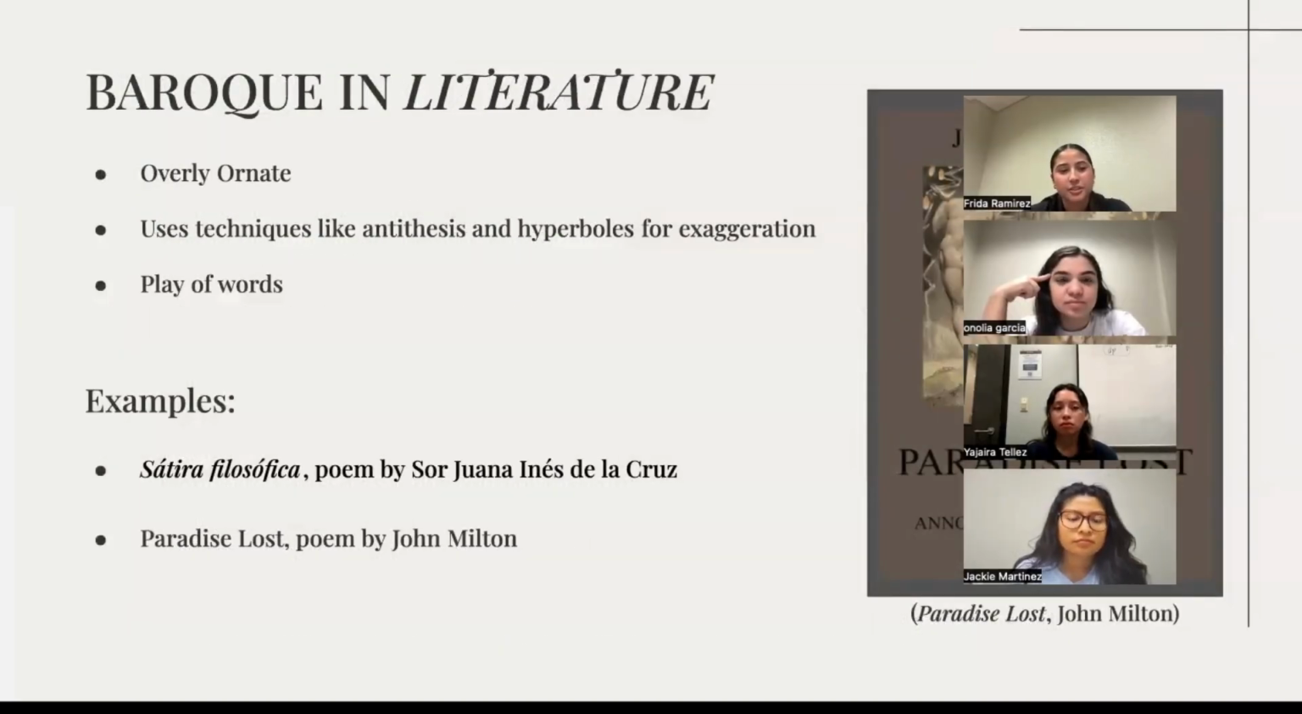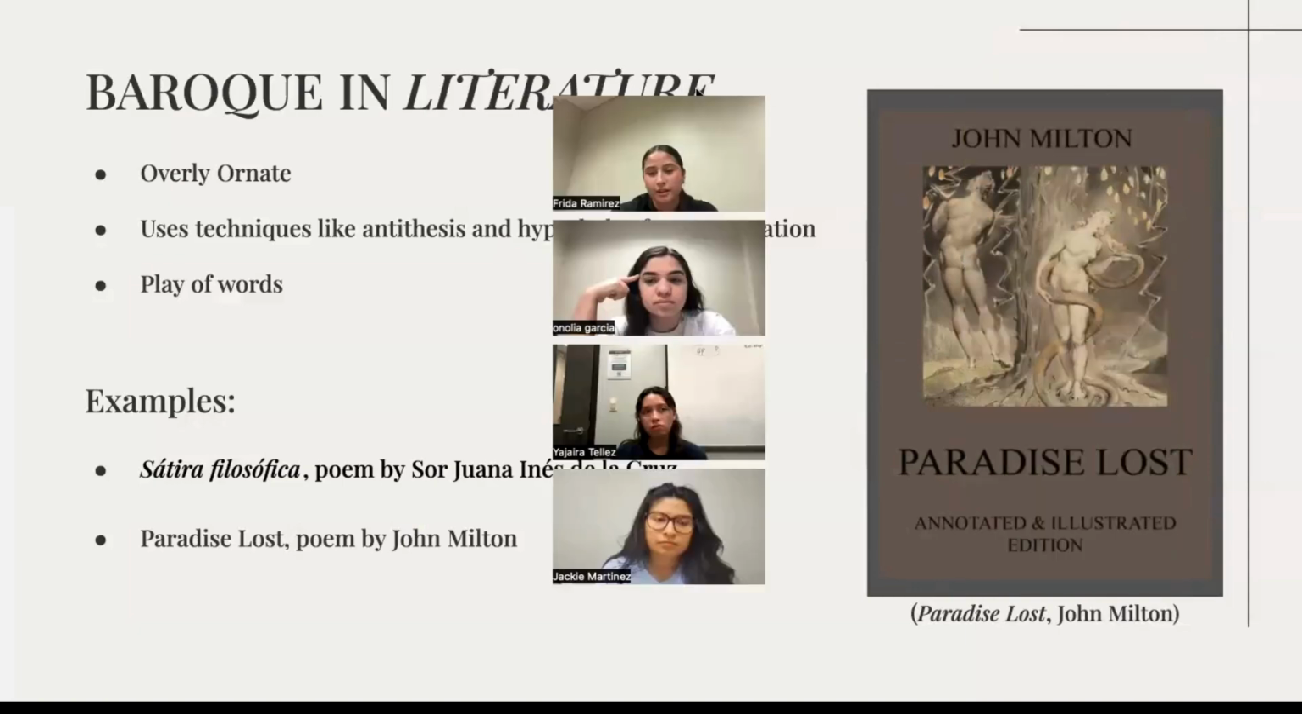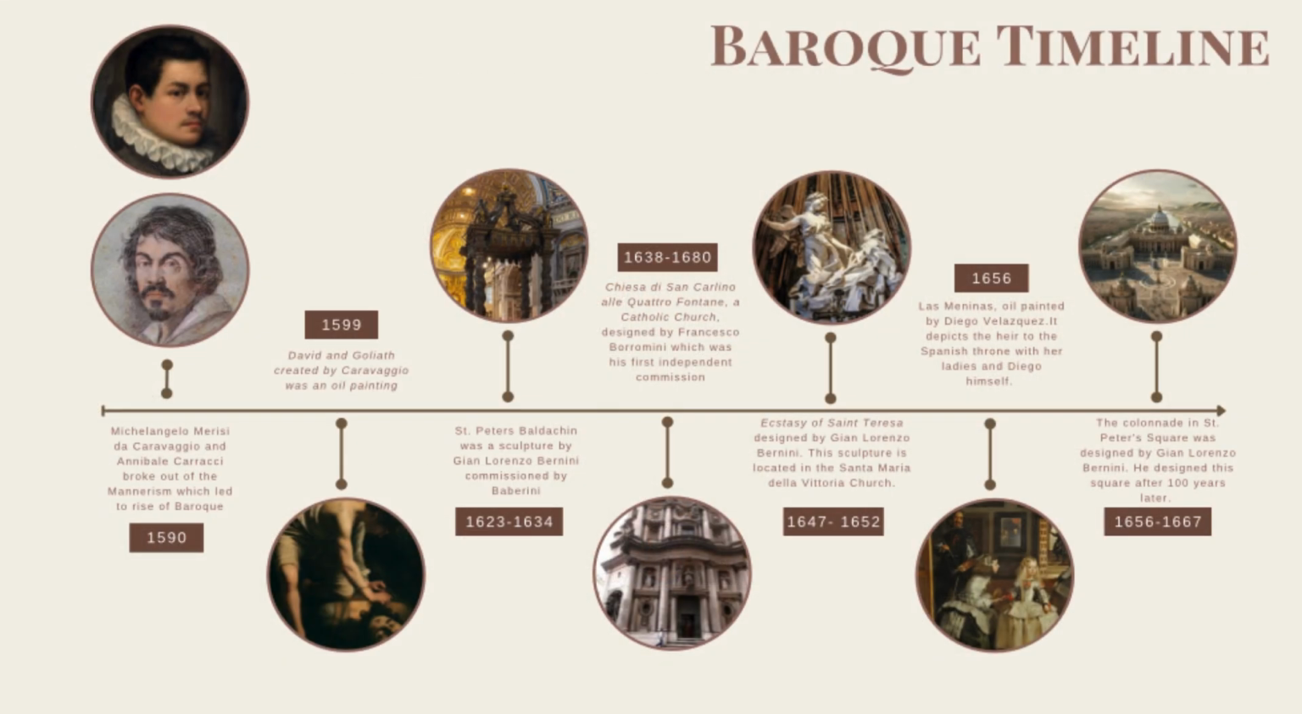Baroque literature was usually overly ornate, uses techniques like antithesis and hyperbole for exaggeration, and has play of words. Some examples are the Sátira Filosófica, a poem by Sor Juana Inés de la Cruz, and Paradise Lost, a poem by John Milton. And this is an example of Paradise Lost. And here is a timeline of the Baroque, and it starts from 1590 to 1656.